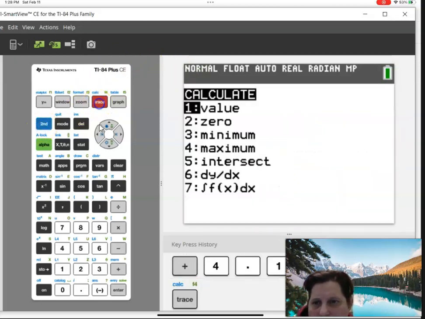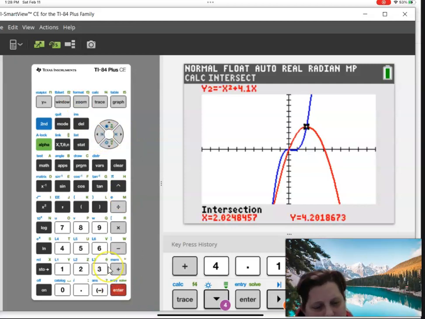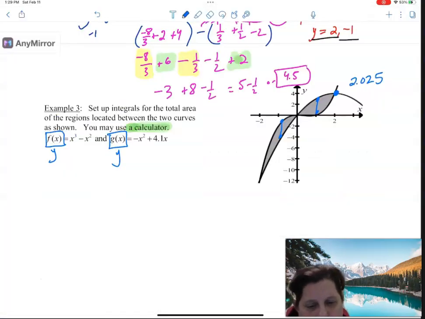All right? So I'm going to calculate an intersect point. Come over here, and I'm going to do left, right, enter, first, second, enter. And the intersect point, I really only need to know the x's because I'm doing this as a dx. So this point right here is 2.0248, or I can go 5 or whatever. Okay? And you guys see I'm writing it right there. All right, that was that intersect point.